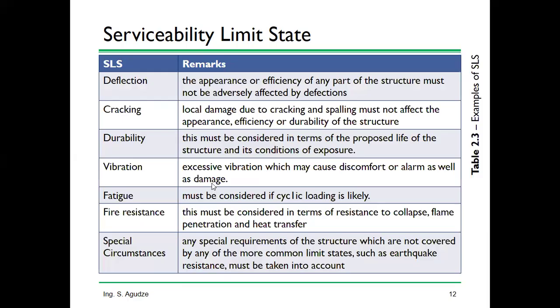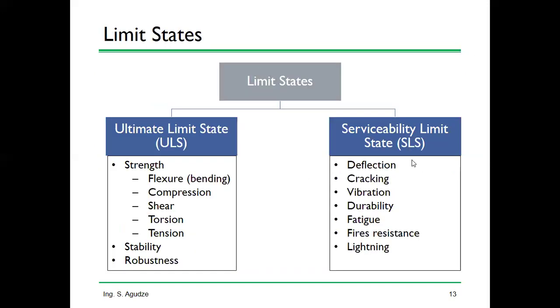So again, I'm giving a bit of explanation about each of them. Okay, and remember we have also done this in a previous class. So this has been summarized in this way. What this here means is that under the ultimate limit state, if we talk about strength, we are talking about flexure or bending, compression, shear, torsion, tension. And then we have stability and robustness. And then if we talk about serviceability, examples we deal with are deflection, cracking, vibration, durability, fatigue, fire resistance, and lighting.